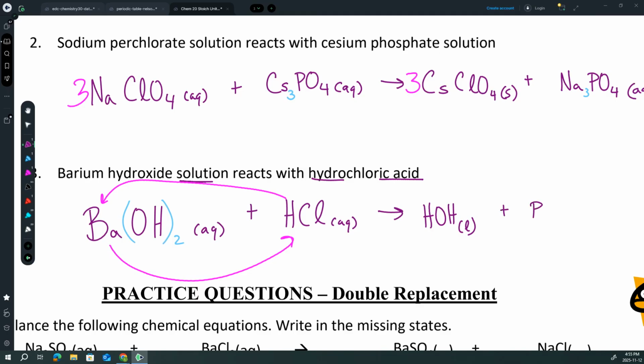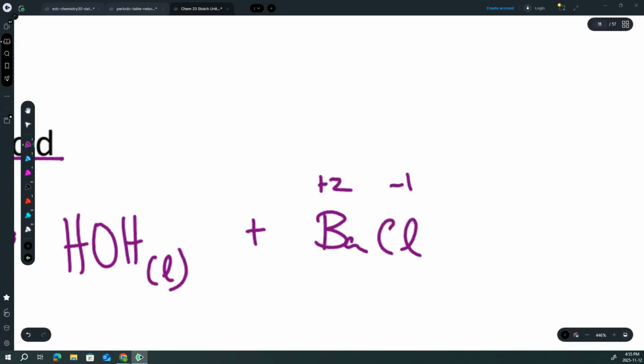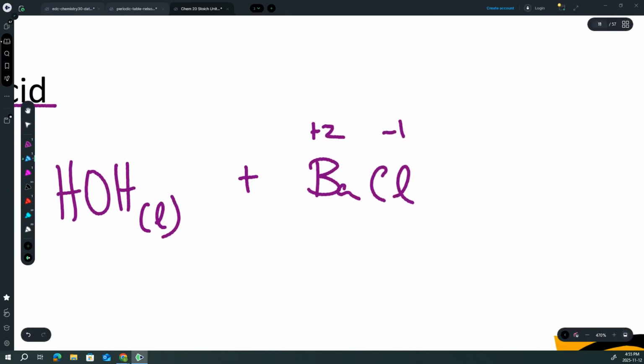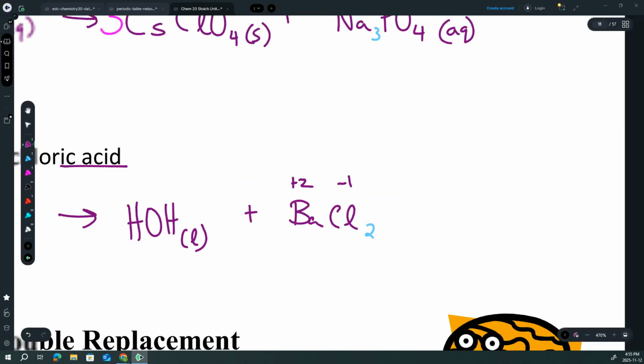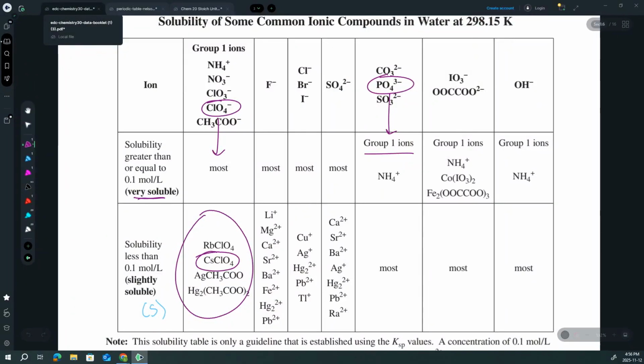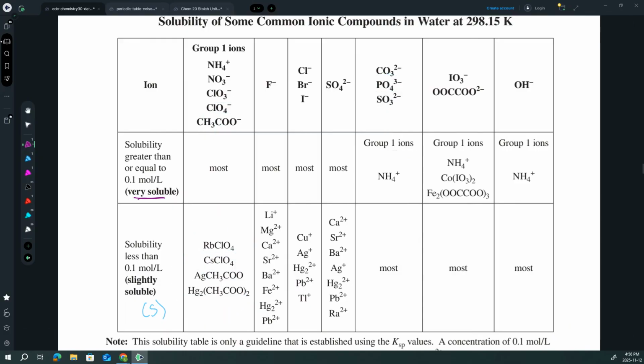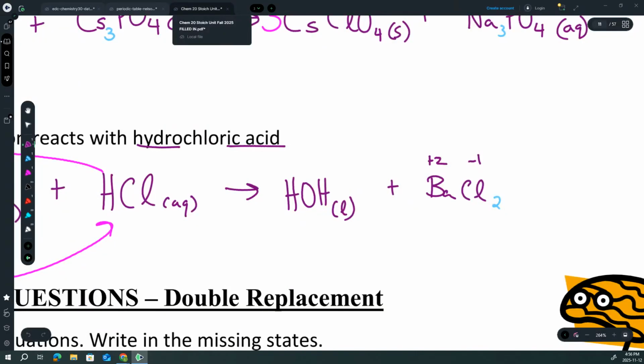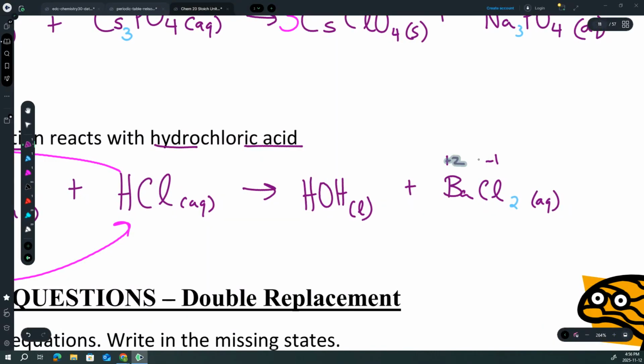Okay, and then we have barium chloride. Remember, barium likes to have a 2+ charge. Chloride likes to have a 1- charge. So crisscross applesauce. There we go. Okay, barium chloride. Let's figure out the state on that. So let's get rid of some of this stuff here. So chloride, most things are soluble. Let's just double check. Barium is not in our list of exceptions, therefore we are good to go. This is aqueous. Okay, let's clean this up.